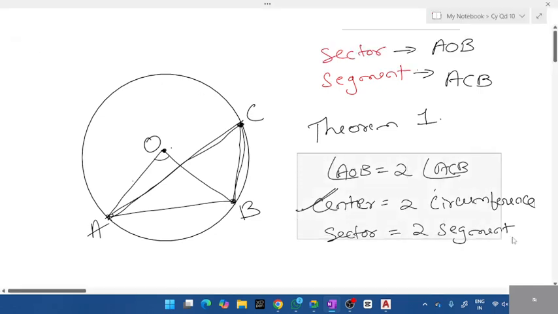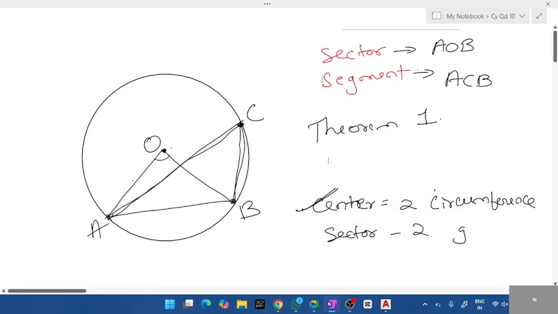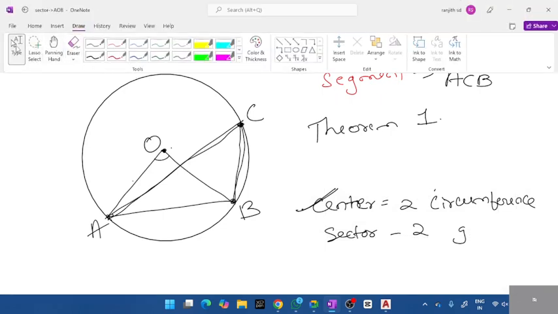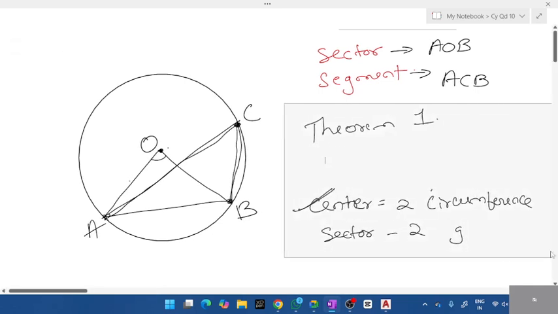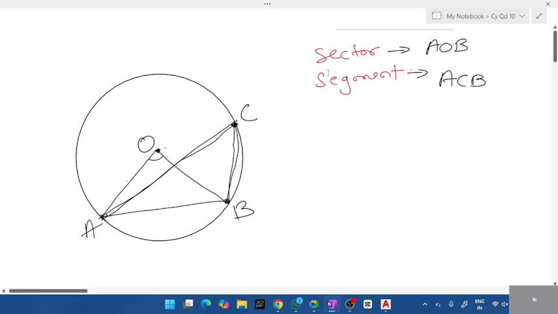You have to remember this. So this is the first theorem, which has a sector and a segment. So don't remember theorem 1, theorem 2. Remember, whenever a sector and a segment are given, which have the same arc, when they have the same arc.